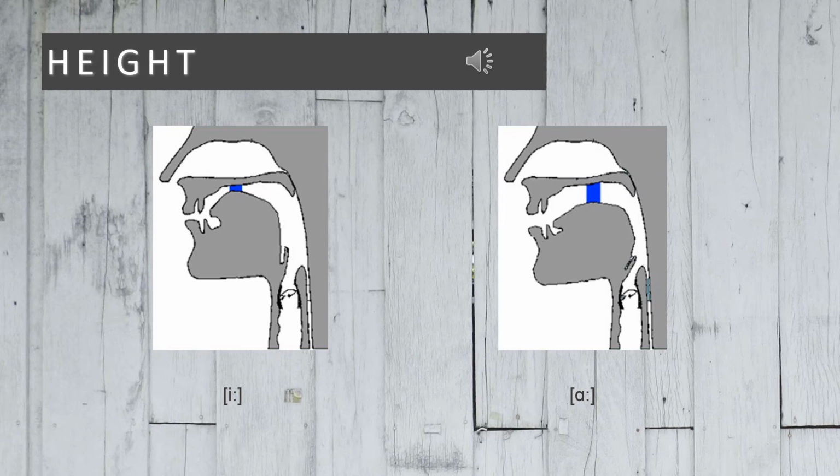Height. Now we're going to try to pronounce it. For example, consider the vowel sounds E and A. If you say both of these vowels in succession, you should feel your tongue going up and down as you say E, A, E, A, E, A.